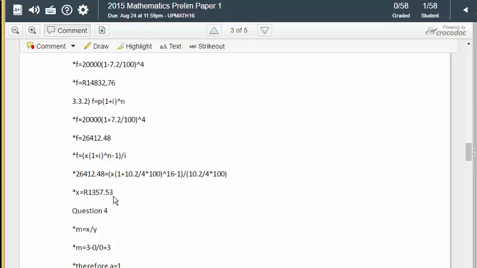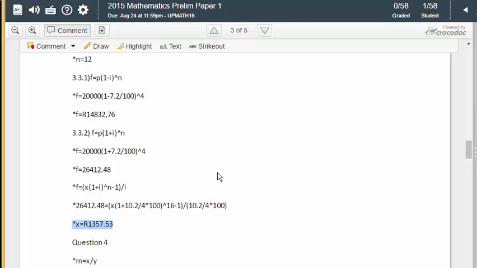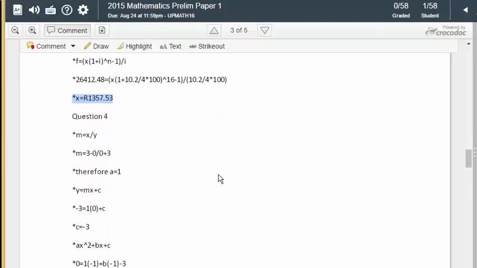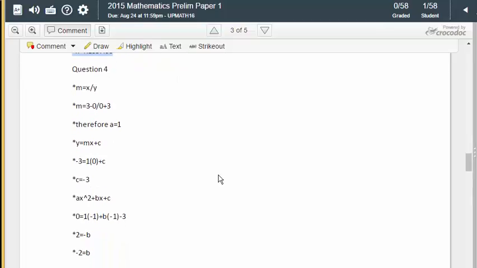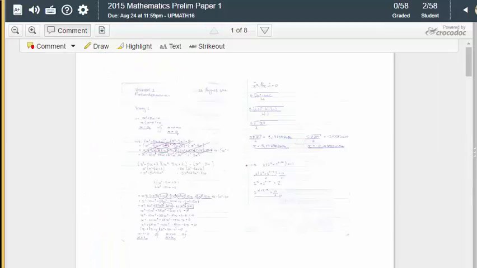And so, again, I'm not going to check her calculations, because her method is flawless. Absolutely perfect. Well done, student 2, on your financial maths. Brilliant financial maths. Very proud of you. Excellent. Let's go to question 4.